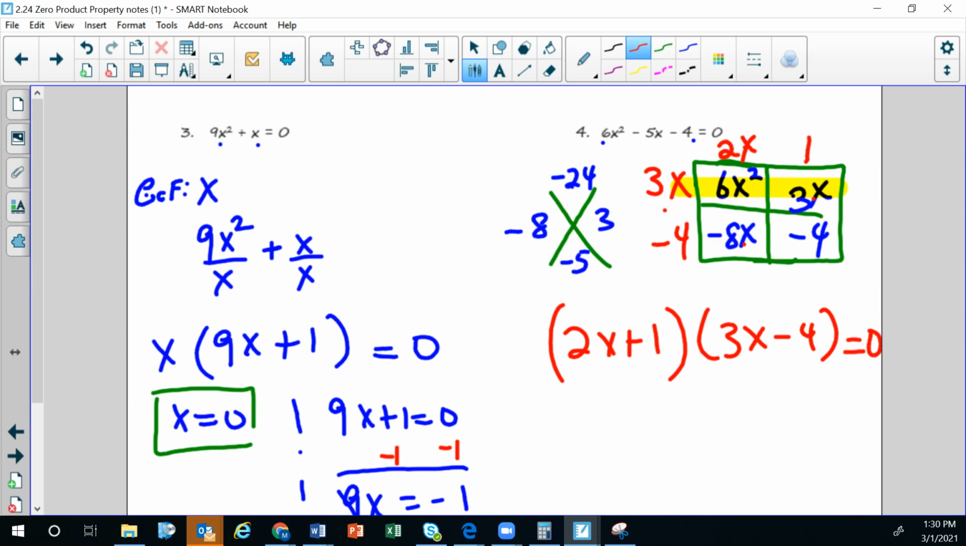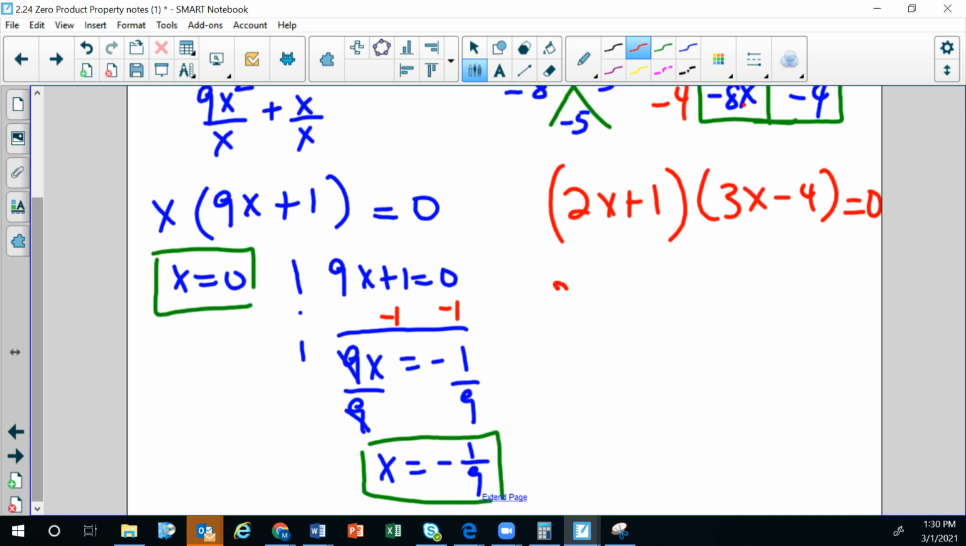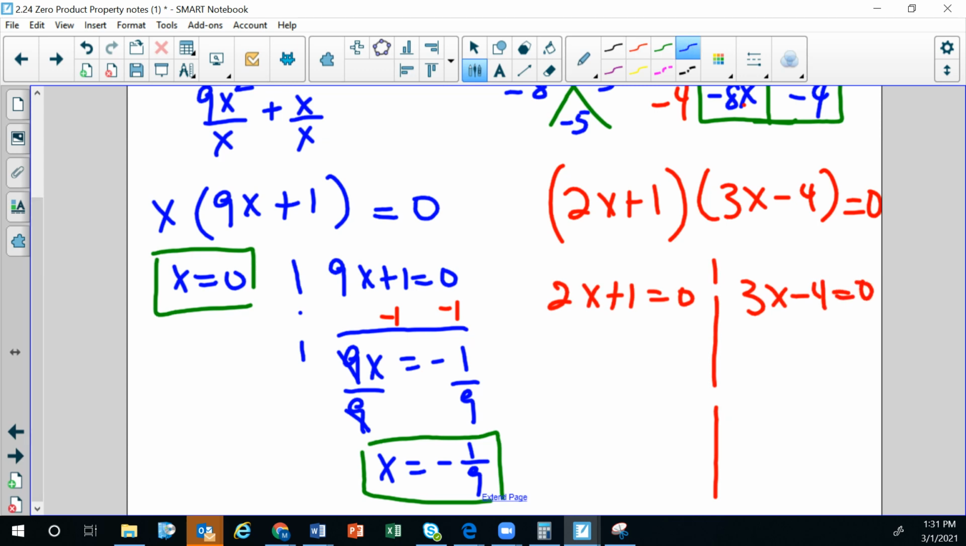Now to find the variable, we just have to set each factor to 0. That's going to be 2x plus 1 is equal to 0, and the other one is 3x minus 4 is equal to 0. Okay? And therefore, I want to solve for x. I want x by itself. I'm going to add a -1 to both sides. That gives me 2x is equal to -1. And then to get x by itself, all I'm going to do is divide both sides by 2.